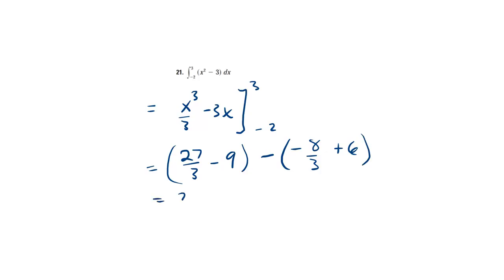Make sure you get everything in the right order. 27 thirds is just 9, minus 9, so that's 0. So in this case, it's really just 8/3 minus 6, which if we want to put it in the same terms, which should be 18/3, that'd be negative 10/3.